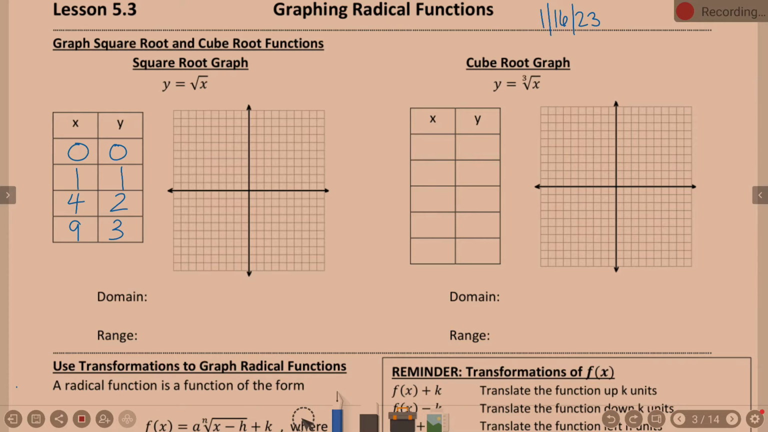Okay, so let's graph this and see what it looks like. We've got 0, 0, so we've got a point there at the origin. 1, 1, right 1, up 1. 4, 2, right 4, up 2. 9, 3, right 9, up 3. And when I connect my points, my graph looks something like that.